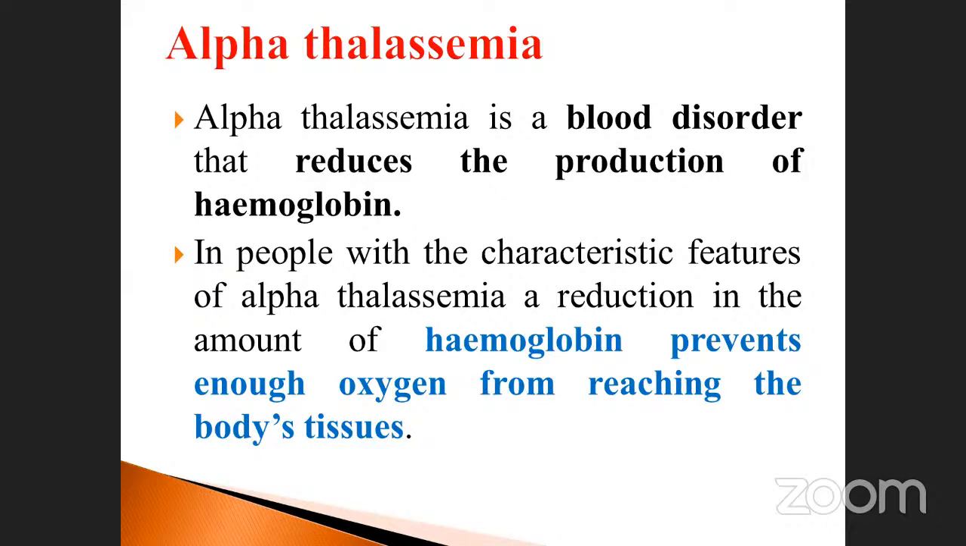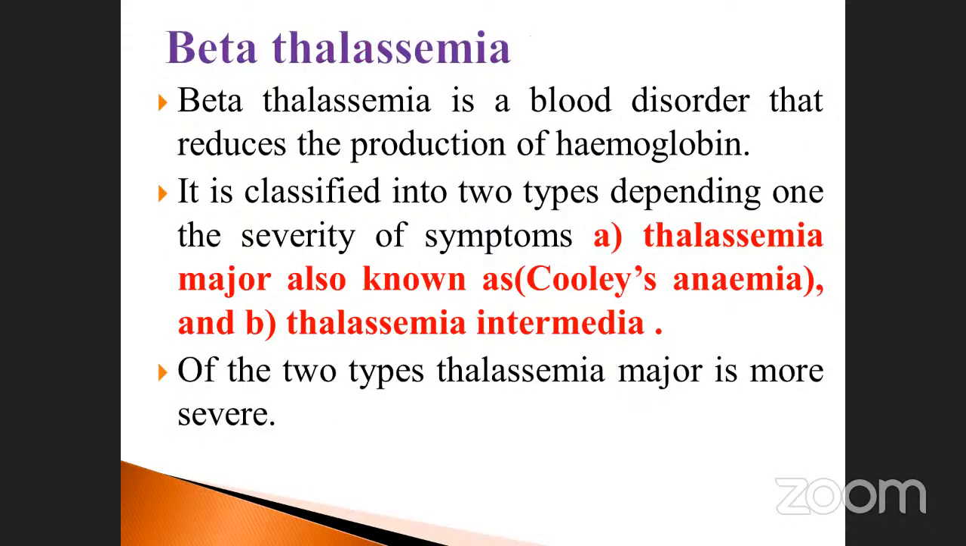See here, and the beta thalassemia. Another one is called beta thalassemia. It is also a blood disorder. It also reduces the production of hemoglobin. Both are the same, but some variation is there between alpha and beta thalassemia. It is classified into two types. Beta thalassemia is classified into two types depending on the severity of the symptoms. According to the symptoms only, beta thalassemia is divided into two types.